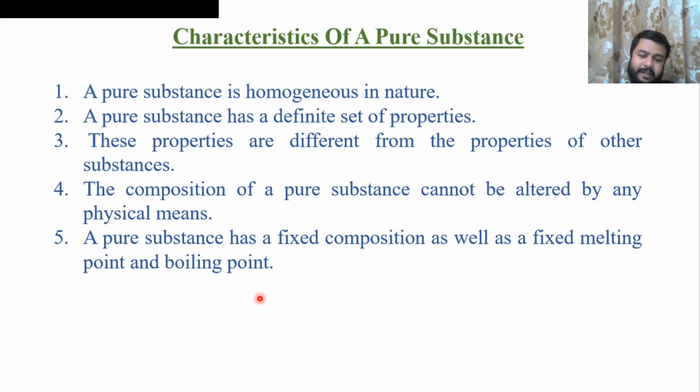Carbon dioxide, one carbon, two oxygen, will always combine together. So therefore they have fixed composition. In case of water, H2O, again two hydrogen and one oxygen, it is a fixed composition. For example, calcium carbonate, CaCO3, one calcium, one carbon and three oxygen. So each and every pure substance has a fixed composition. Now, if composition is fixed, then it will have a fixed melting point and a boiling point.